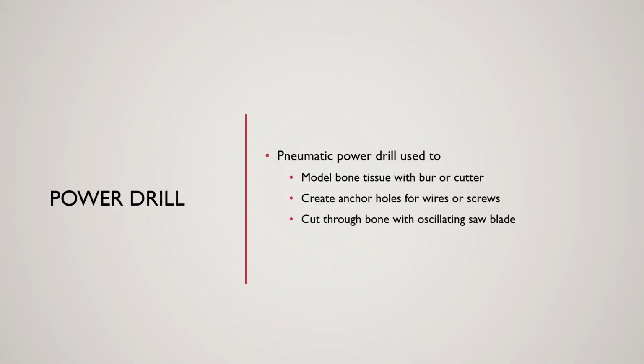Power drills, pneumatic power drills, may be used to model bone tissue with burrs or small cutters. They are used to create anchor holes for any kind of wires or screws we may be using. And we can also use the power drill. They do have attachments for oscillating saw blades that we can use for small areas of cutting through bone. And we will go over power drills in more detail when we get to the orthopedic chapter.